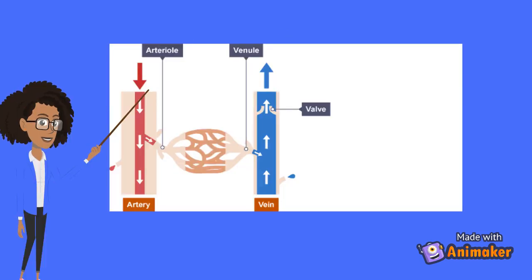This diagram shows you how the veins, capillaries, and arteries are all intertwined and working together to transport blood around the body.